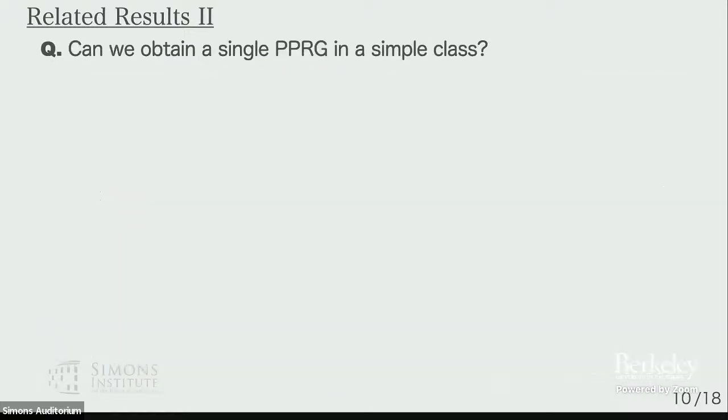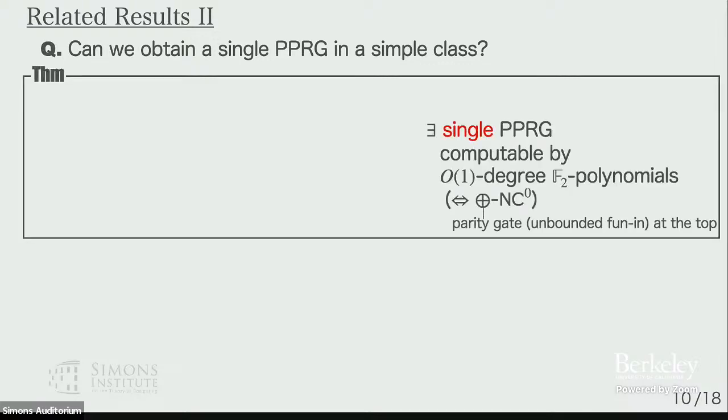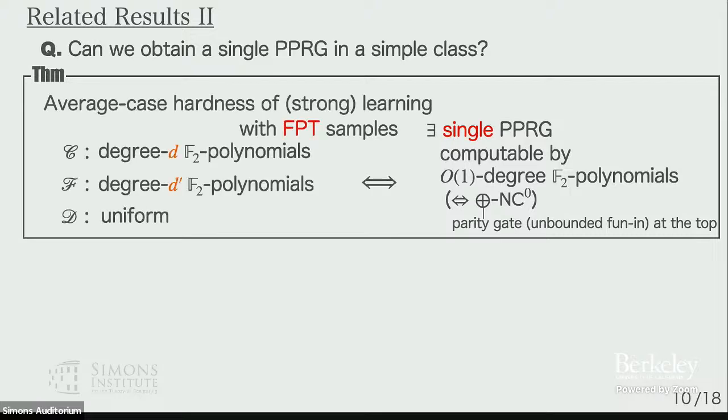And second, in the previous characterization result, we considered a collection of PRGs. But can we obtain the dichotomy between learning and a single PRG computable in some simple class? The answer is yes, by considering parity NC0, which is actually equivalent to constant degree F2 polynomials. We can characterize a single PRG computable in parity NC0 based on average case hardness of learning degree D F2 polynomials on a distribution samplable by degree D' F2 polynomials.